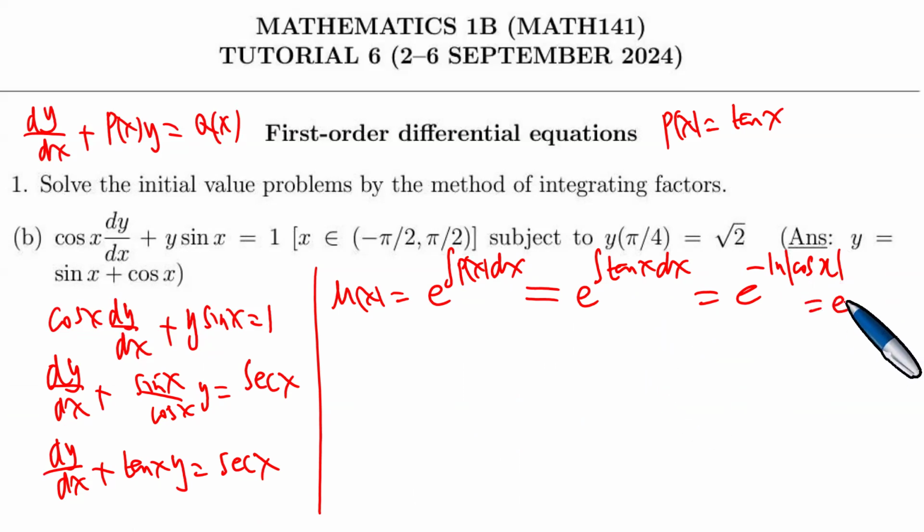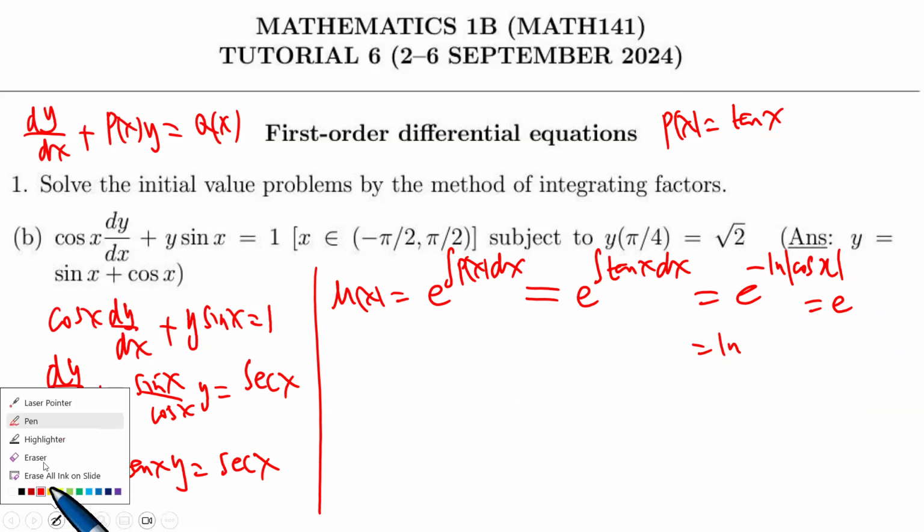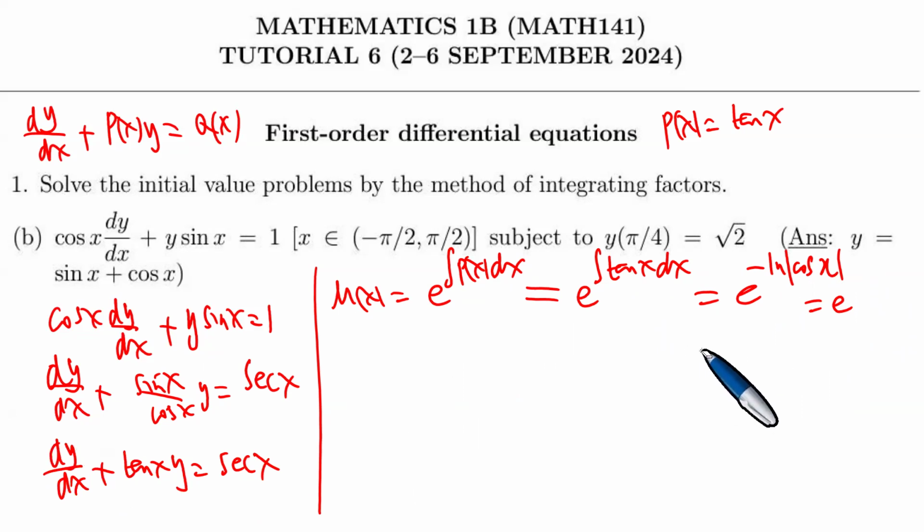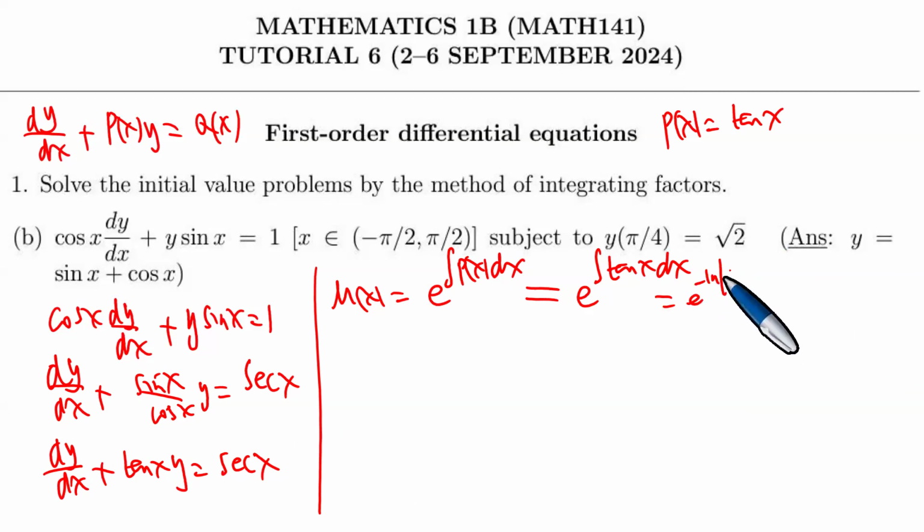Or you could also say it is the ln of the secant. Okay, let's write it in a nested manner. Minus the ln, which is e to the ln of the secant of x, because 1 over cosine is a secant. So we continue.